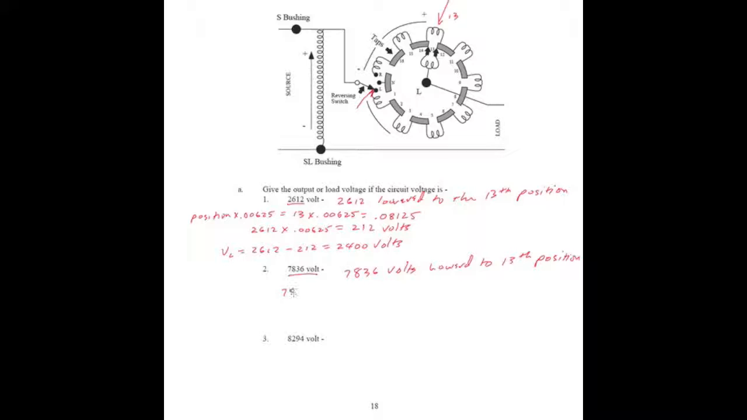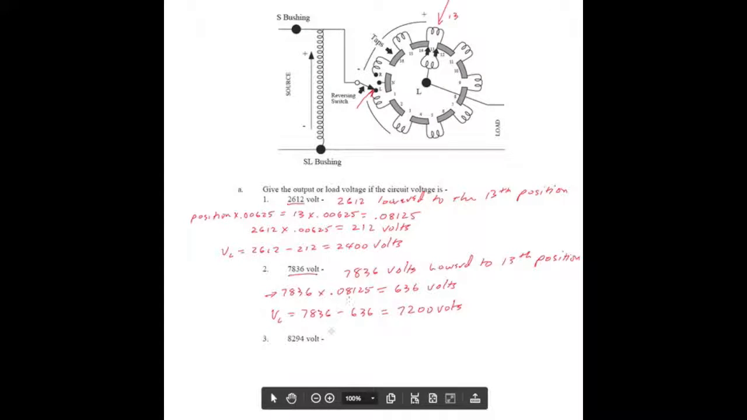We have 7836 times 0.08125, and that's going to be 636 volts. So this voltage is going to be lowered by 636. So the load voltage then is 7836 minus 636 volts, and that's going to be 7200 at the load.